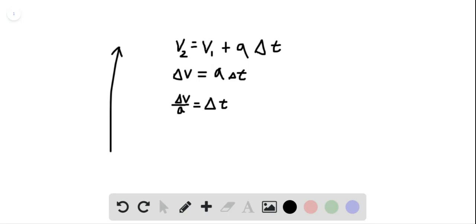So now the change in velocity, in order for it to go from 20 meters per second down to 0, has to be 20 meters per second. And then the acceleration is the acceleration of gravity, so that's 9.8 meters per second squared.